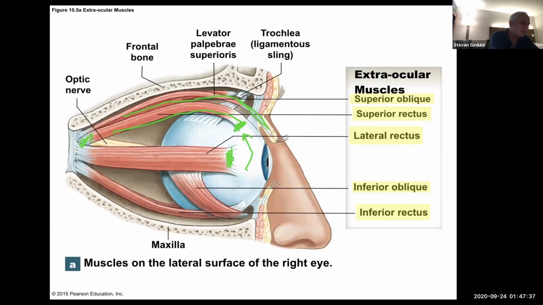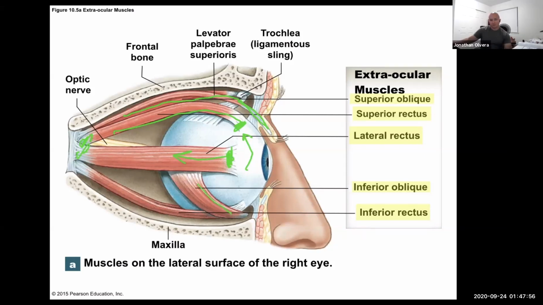When it contracts, this muscle gets shorter, so it pulls in that direction. So which way does it move your eye? This one would go right. Yeah, lateral. It'd be right for the right eye, left for the left eye. But it would go lateral, away from the midline. That's a lateral rectus.